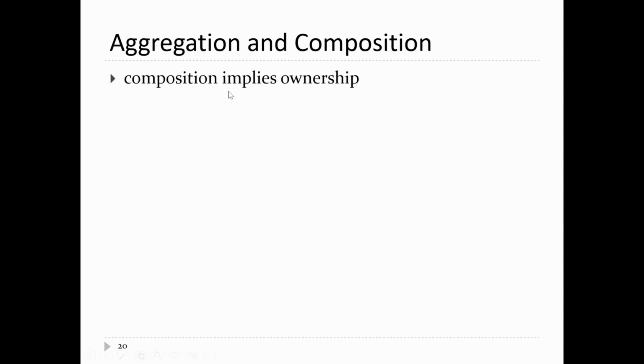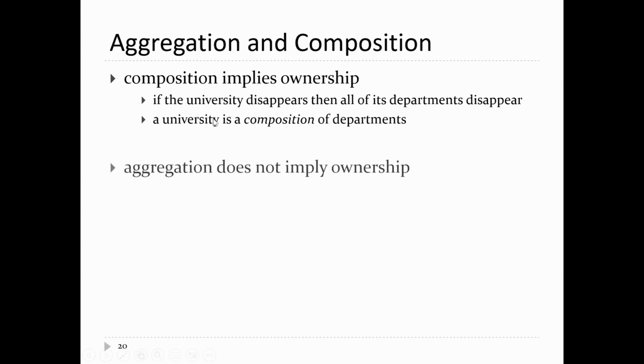Now the difference between these two terms is that composition implies ownership. In other words, if the university disappears, all of its departments also disappear. So there's no such thing as a department of computer science that exists outside of a university. So we would say that a university, you might model this as a composition of departments.